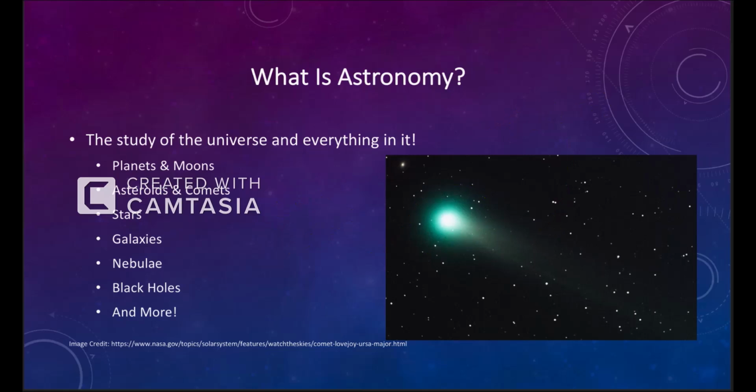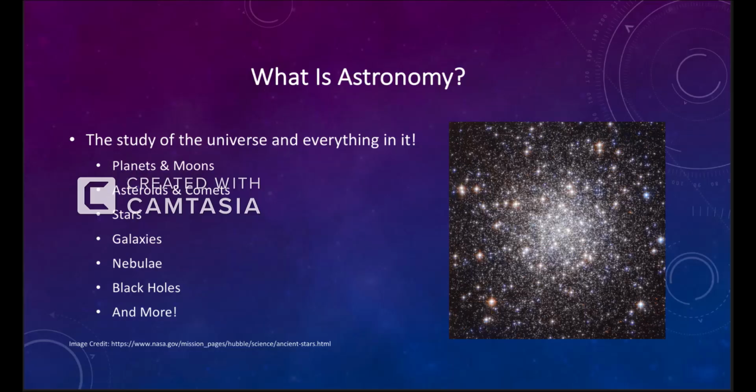Now, not everything we study in astronomy is within our own solar system. We also look at other objects, and that would include things like stars. A picture of an individual star doesn't look like much, because stars are so far away that even to the largest telescopes, they just look like points of light. So this is an example of a star cluster, a grouping of stars, here taken by the Hubble Space Telescope.